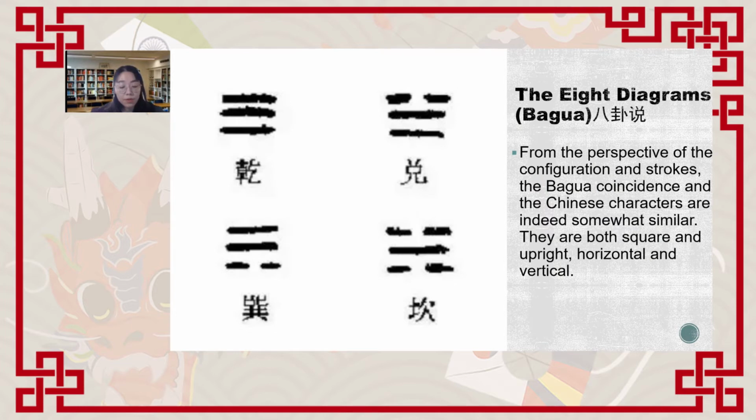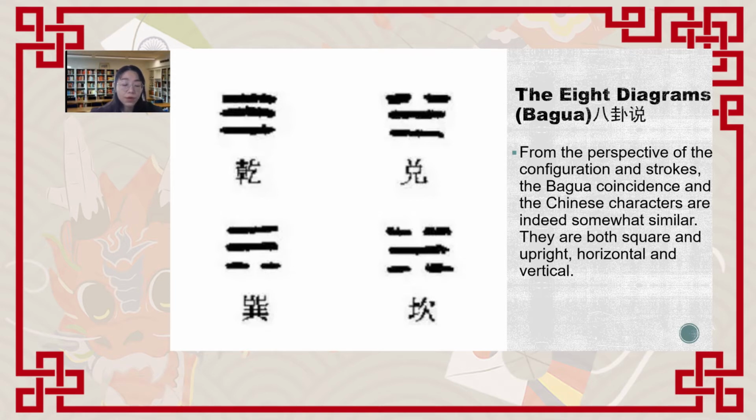The next origin comes from the Chinese 八卦. 八卦 is ancient Chinese divinatory conformations, each one representing a different meaning. From the point of view of the composition of the strokes, the 8 trigrams conformations and Chinese characters do have a few similarities. They are square, horizontal, and vertical.